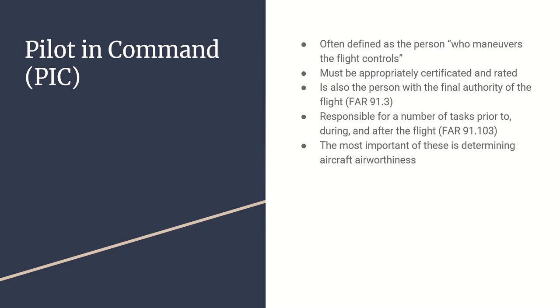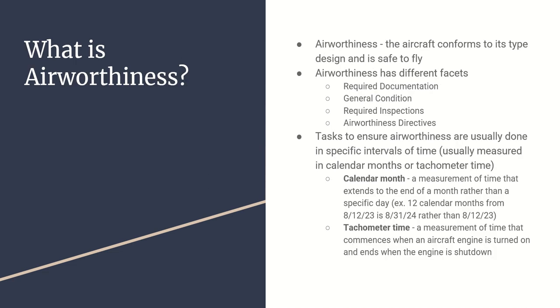So when we think about PIC things and making PIC decisions, one of the first areas we start from is the area of airworthiness, right? So we need to know what airworthiness is and all the things that affect it. So there's mainly four pieces to airworthiness. The first of which being documents.